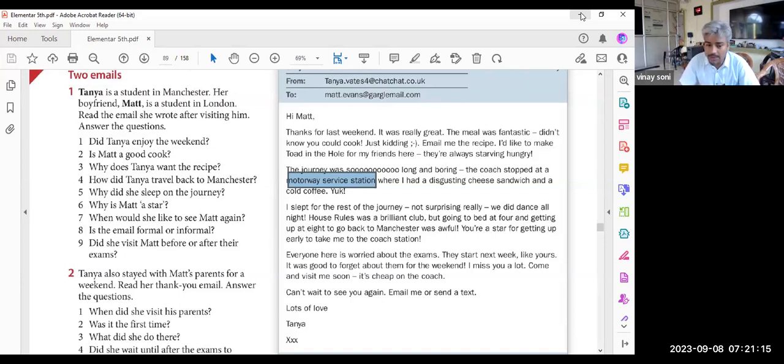So both of them, Tanya and Matt, have exams next week, right? They start next week, like yours. It was good to forget about them, about the exams, for the weekend.